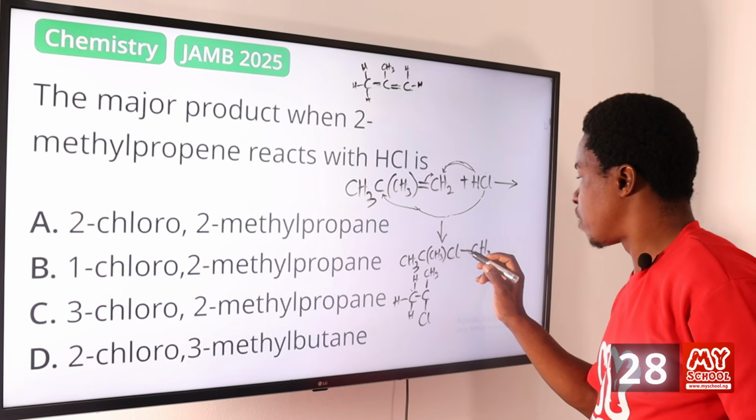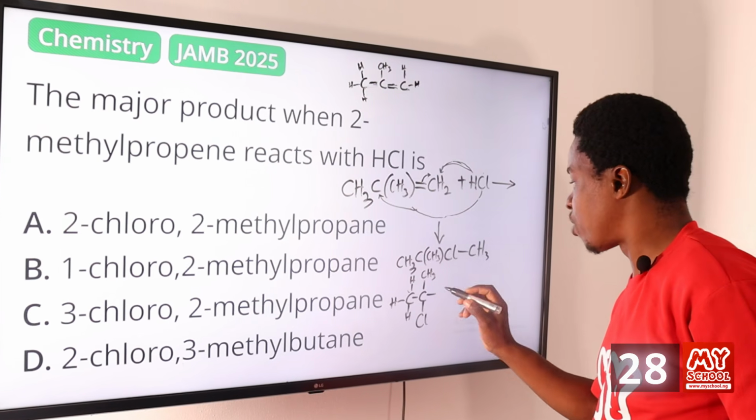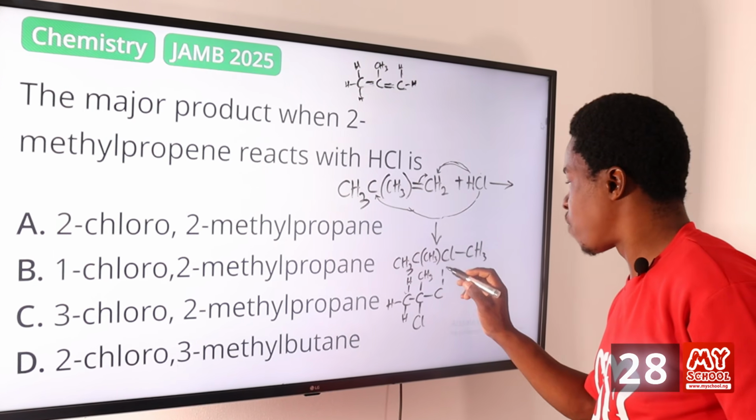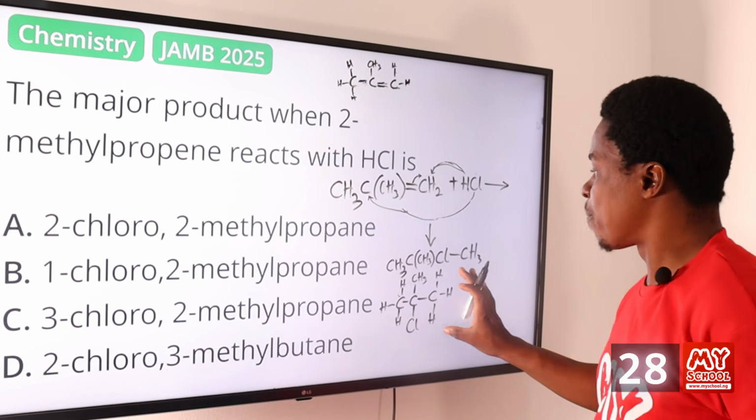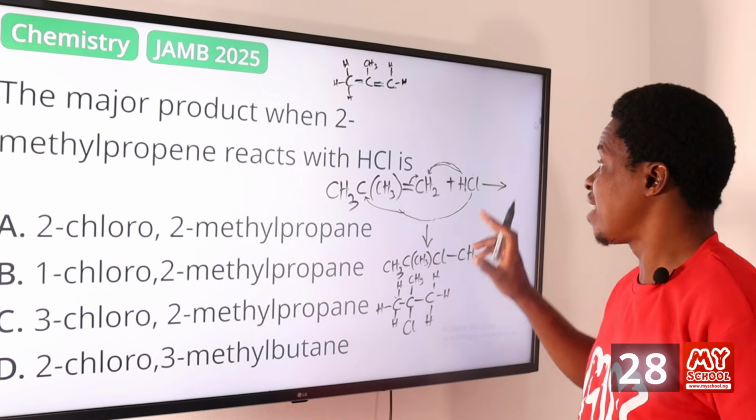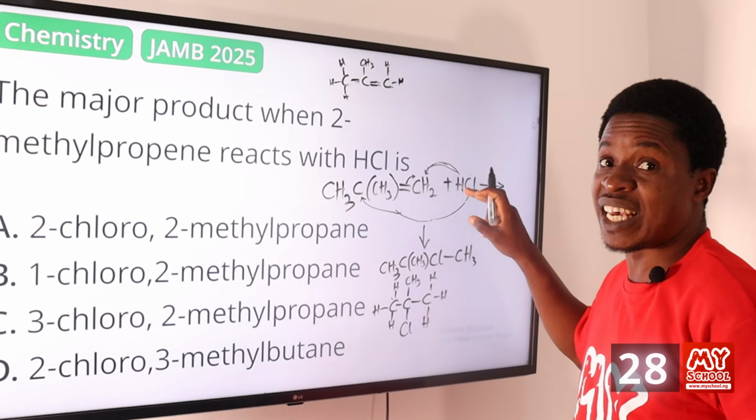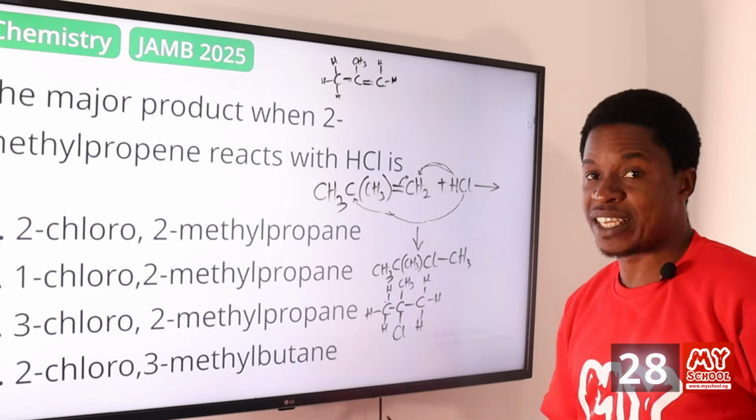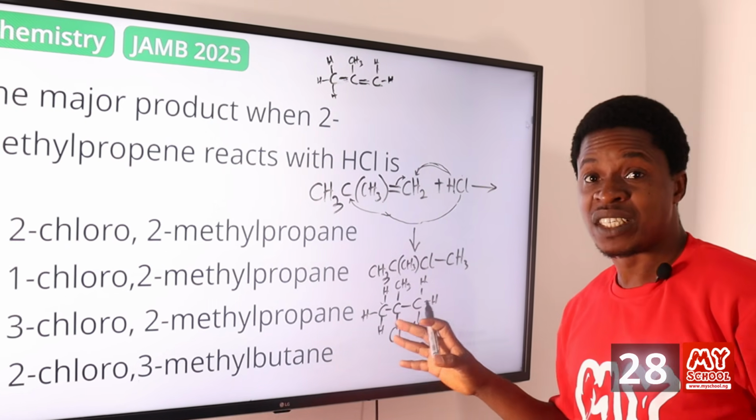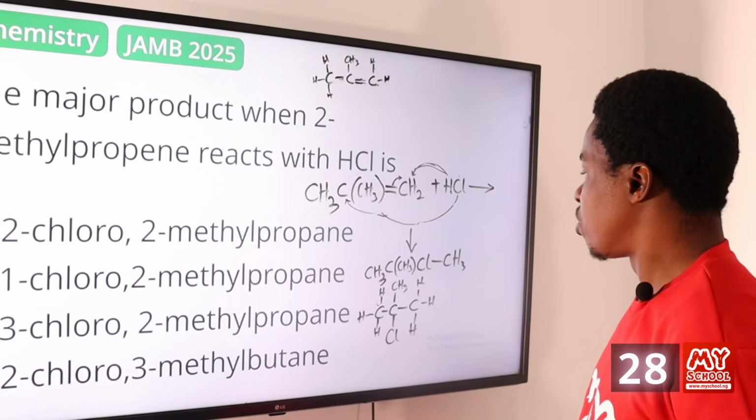Then we have this bonded to another carbon atom, which is this. Then H3. Okay, so this is the major product we are going to have when hydrogen halide, which is HCl, reacts with 2-methylpropene. So all we need to do now is give the IUPAC nomenclature of this. So let's look at this.